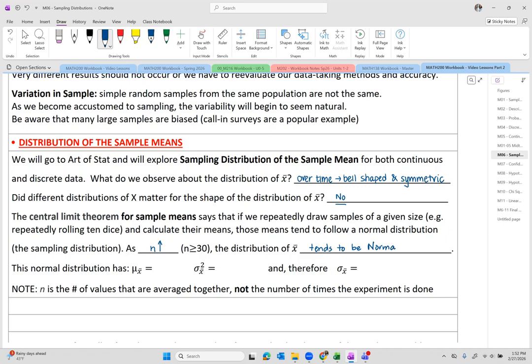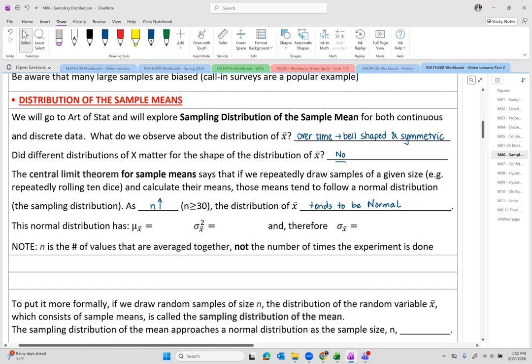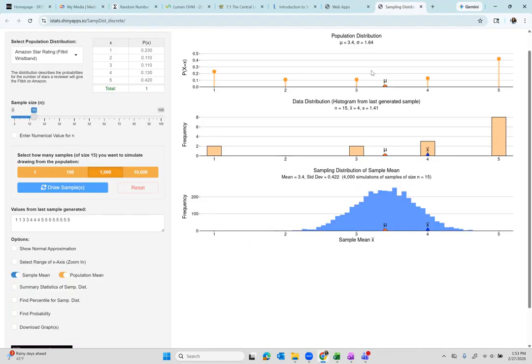Not just bell-shaped and symmetric, but actually a normal distribution that will follow all the properties of the normal distribution, including the empirical rule. Now, this normal distribution is not as spread as your data, the variable x. It does have the same mean. It has the mean of the x values. So the mean of the sample means equals the mean of the x values, but the standard deviation of your distribution is no longer as big as your original distribution.